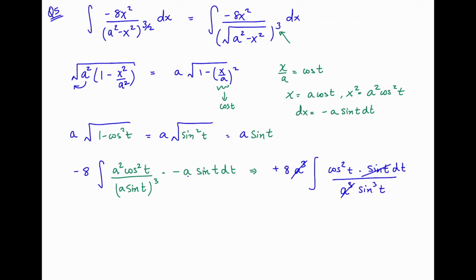This sine t will cancel one of them. So you're basically left with 8 integral cos square t divided by sine square t dt. Alright, so in this case, this will be plus 8 integral of cotangent square t.